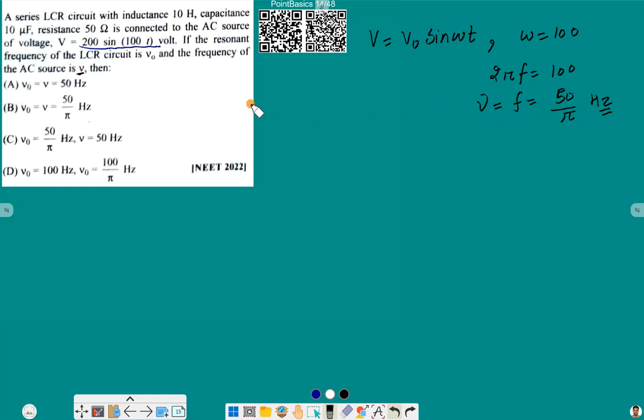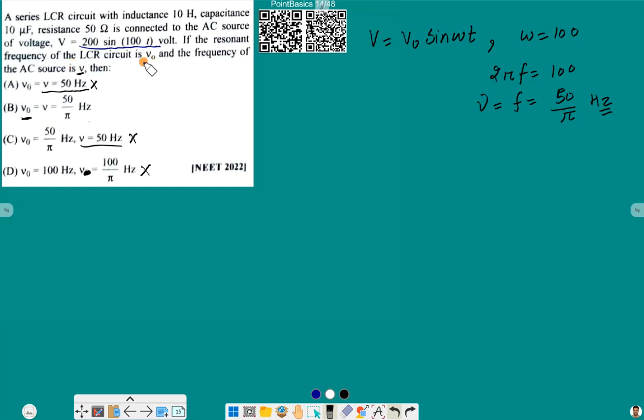So the frequency of the AC source is this. In this option it is 50 by pi, so it is wrong. In this option it is 50 by pi, oh sorry, again 50, that is wrong. And in this option it is not mentioned, both V node are mentioned. So even if this is the frequency, then again this is wrong. So option B should be the answer, but let us find out V node.